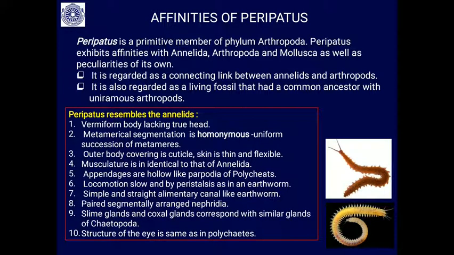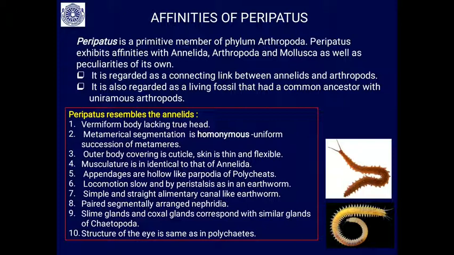It is regarded as a connecting link between Annelida and arthropoda, and it is regarded as a living fossil that has a common ancestor with the Uniramous arthropoda. So you know that Uniramous arthropoda are the class Myriapoda, class Insecta, and this Peripatus, all these having a common ancestor. Even the crustaceans, all these have a common ancestor. What are the features of a Peripatus which resemble the Annelida?